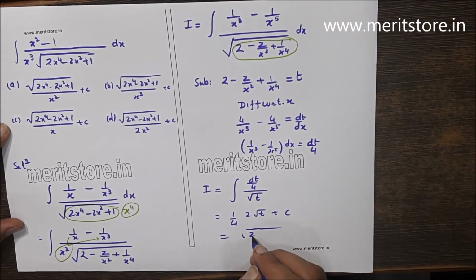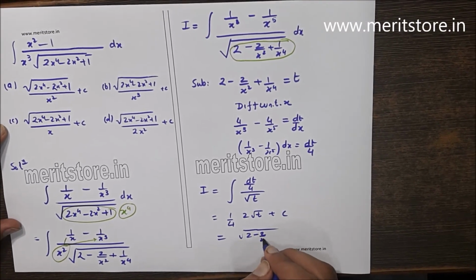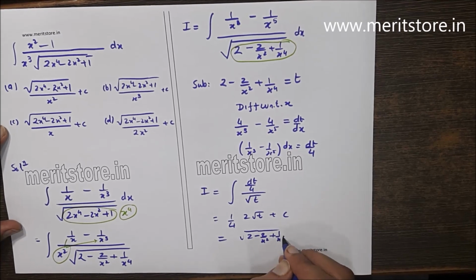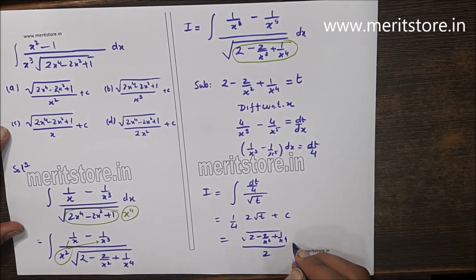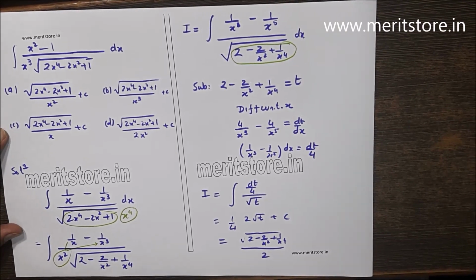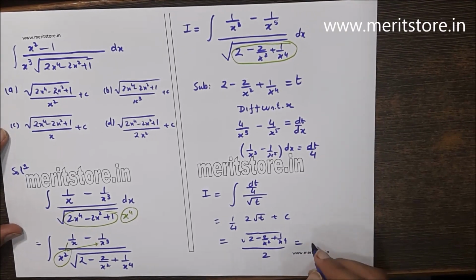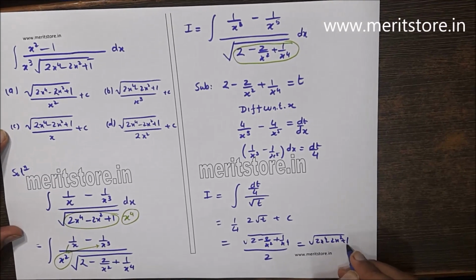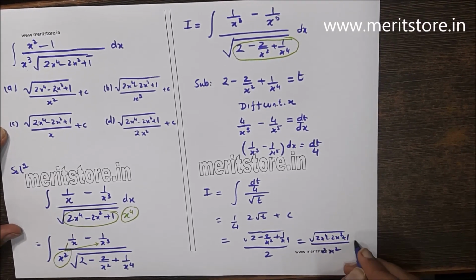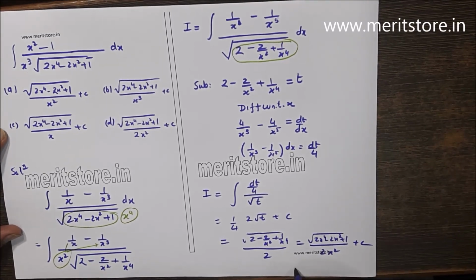2 minus 2 upon x square plus 1 upon x raised to 4, the whole upon 2, and simplifying we will get it as root of 2x raised to 4 minus 2x square plus 1 upon 2x square plus c, which is option number D.